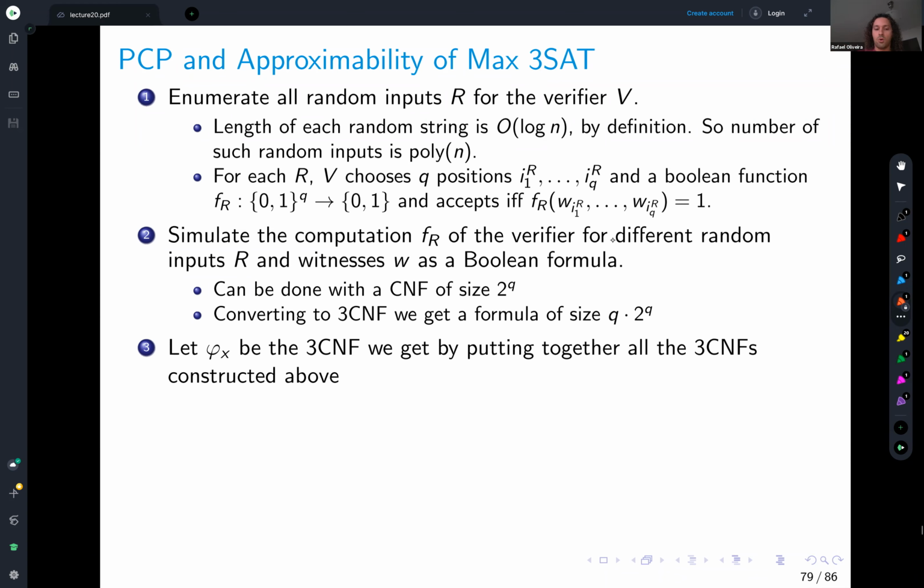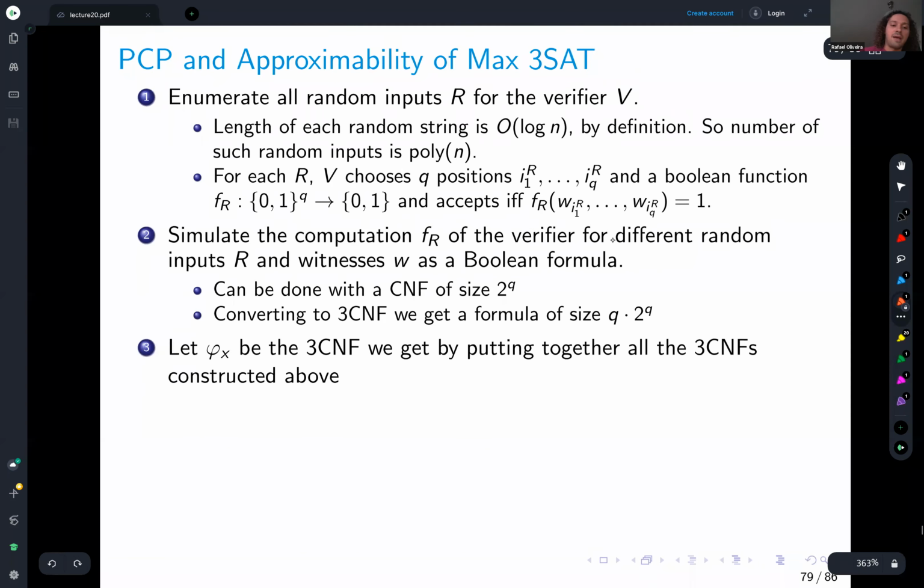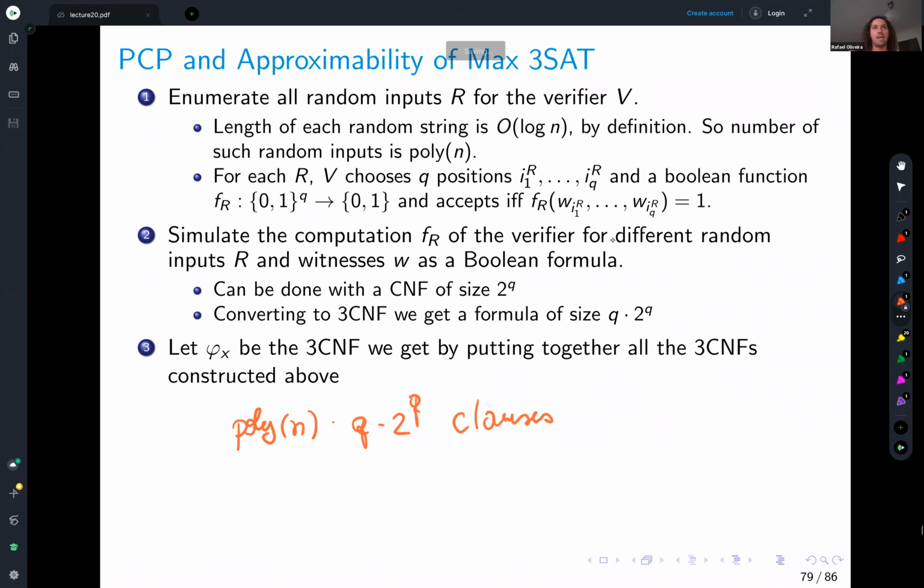Okay, so what's the size of phi of X? Well, the size of phi of X will be poly n times Q times 2 to the Q clauses, right? So I have this many clauses. It's okay, it's poly time, because remember Q is constant. So there's polynomially many clauses.